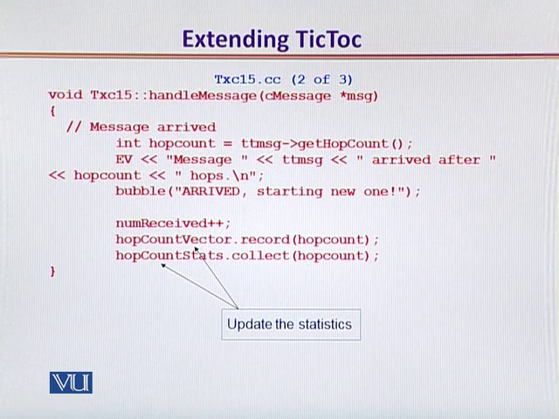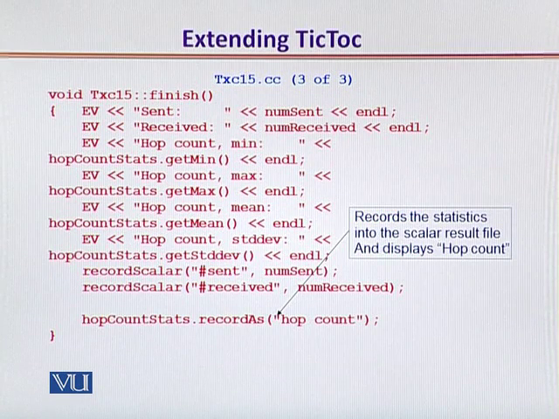If we look at the handle message in more detail, we understand that the upper functionality remains the same, but the lower part of the snippet shows us that the hop count vector and the histogram scalar are updated whenever there is a change in the hop count. If we look at the code in further detail, the finish function that is called here actually records the statistics into the scalar output file and also displays the hop count. This scalar output file is subsequently used to apply interesting statistical methods to extract meaningful results.